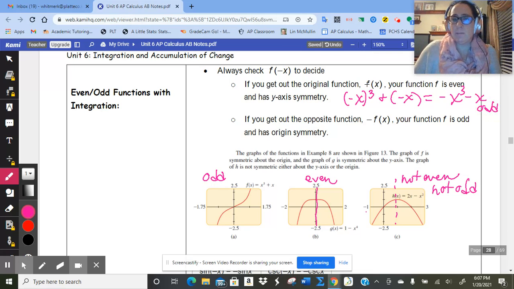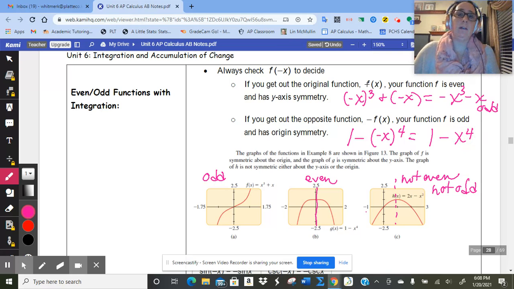So this one says 1 minus x to the 4th. Now if I plug in a negative x here, that negative to the 4th goes away, and I get the exact same. So when none of the signs change, this is an even. But on this one, you're going to see this one changes, this one doesn't change. So you've got a hodgepodge that is neither.